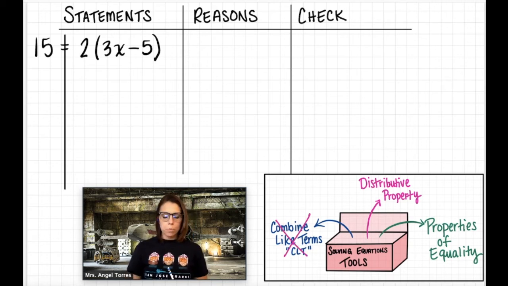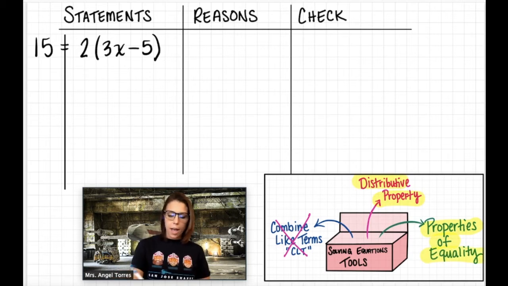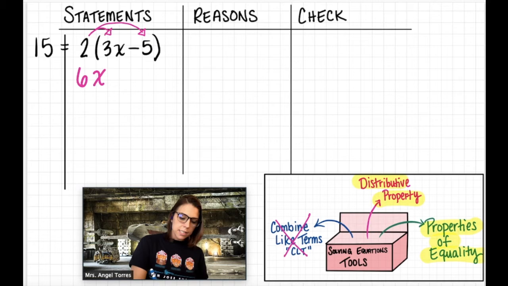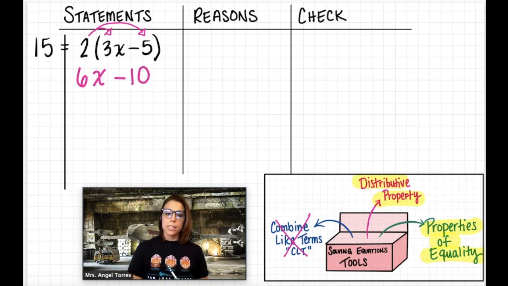What about the distributive property? Do you see parentheses in this equation? Yes, we do, which means we will eventually use the distributive property. And because we have variable terms and constants, we are also going to be using the properties of equality. So let's get started. I'm going to start by using my distributive property and multiplying 3x and minus 5 by 2. That would simplify to 6x minus 10 because 2 times 3x is 6x and 2 times 5 is 10.